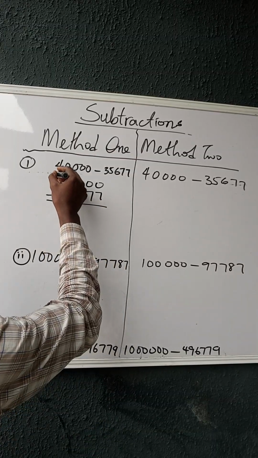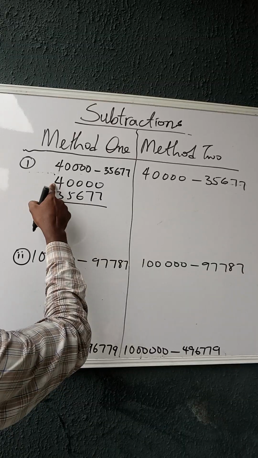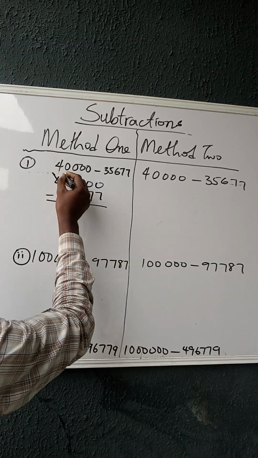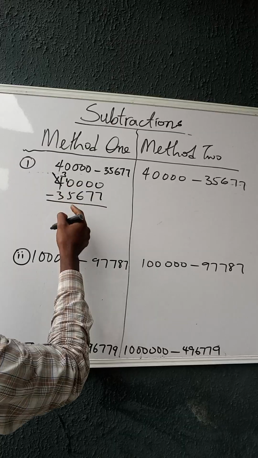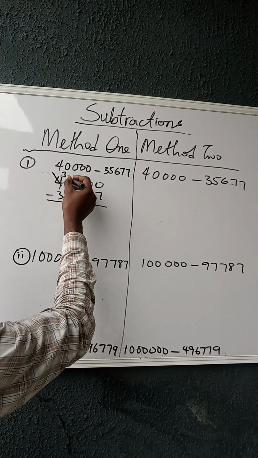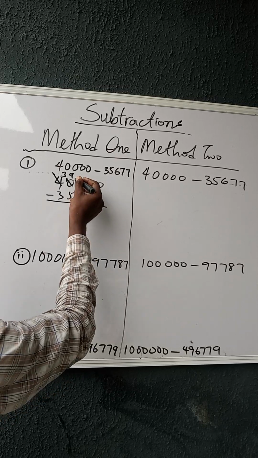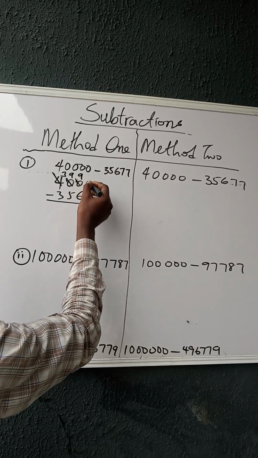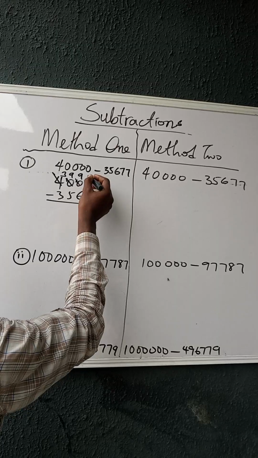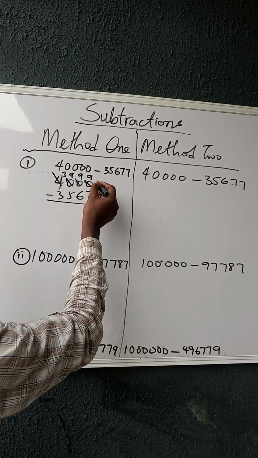Here we borrow one from the first non-zero digit, which is 4. Borrow one from 4, you will have 3 left here, and bring it to this, making this 10. Borrow one from 10, this remains 9, to this place, making it 10. Borrow one from this 10, this remains 9, to this, making it 10. Borrow one from this 10, this remains 9.